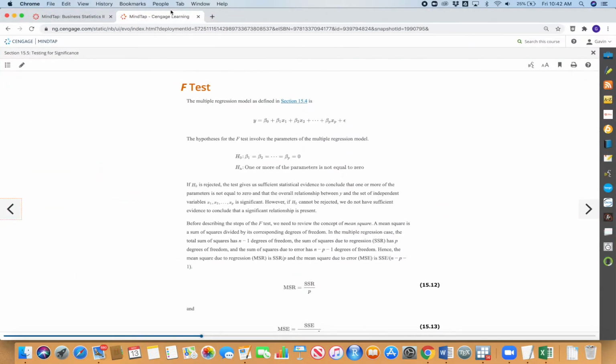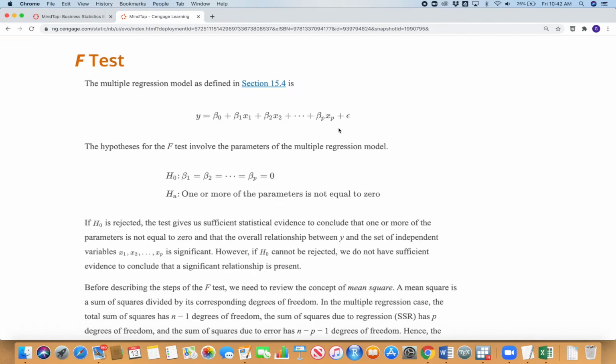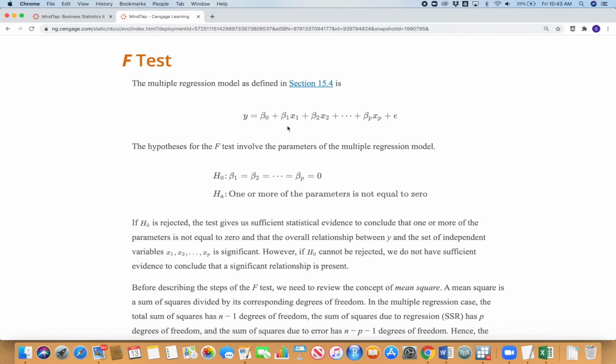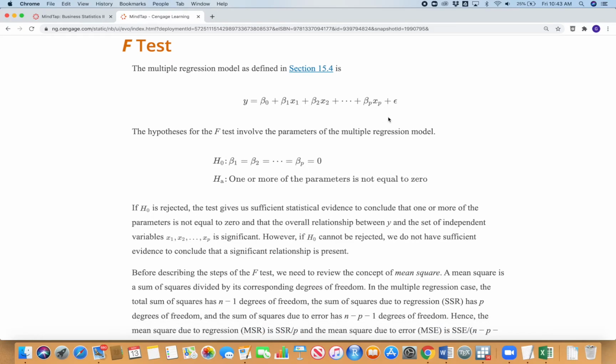Now let's take a look at the book real quick, and it explains this. So we see that this is the type of model we're doing right here. This is a multiple regression because it has many x's in it, more than one independent variable. The hypothesis test for the F test, the null is that every single slope estimate is equal to 0. The alternative, the opposite of that, is that at least one or more of the parameters, slopes, is not equal to 0. Notice that the intercept is not included, it's just the slope estimates.